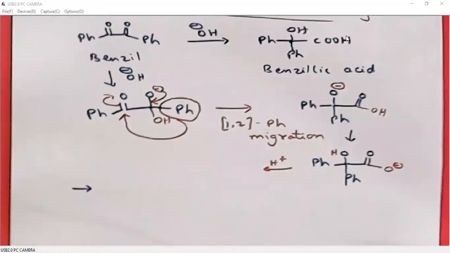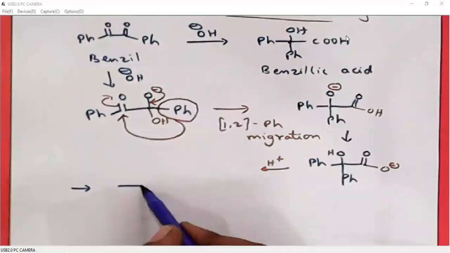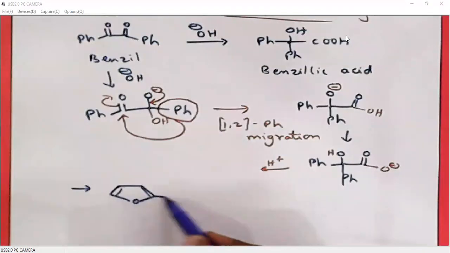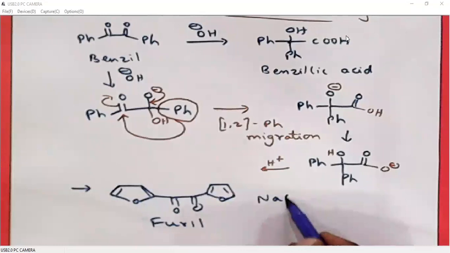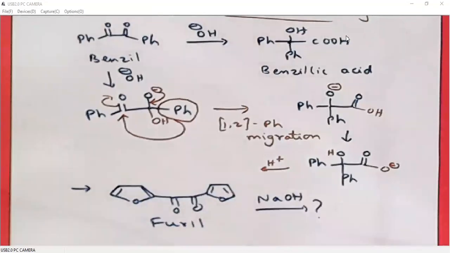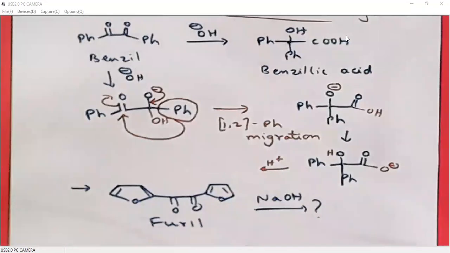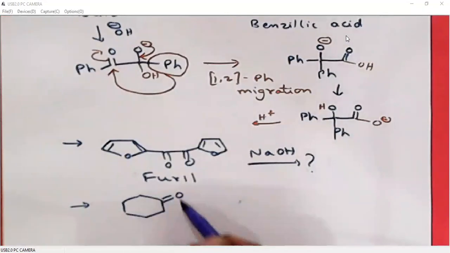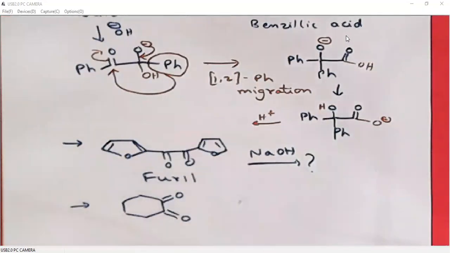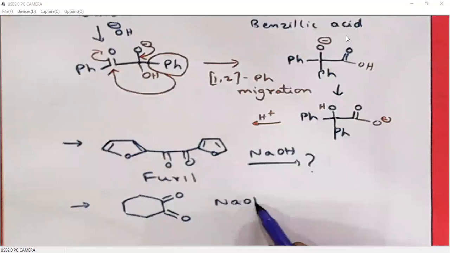When we do the same reaction with this compound, it is called furil. What is the product? Furilic acid. Similarly, when we have an intramolecular diketone in the form of a cyclic system, we will observe a ring contraction.